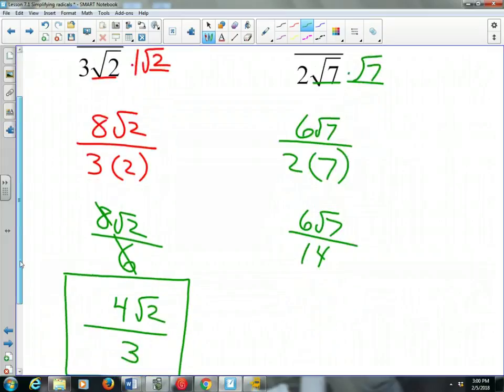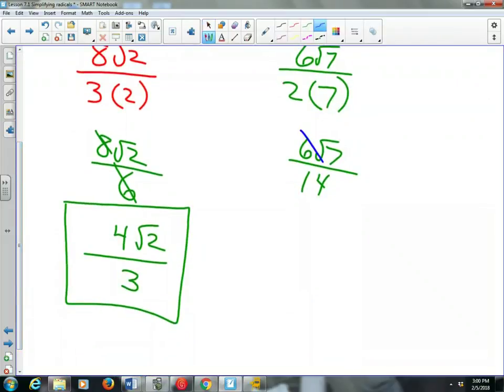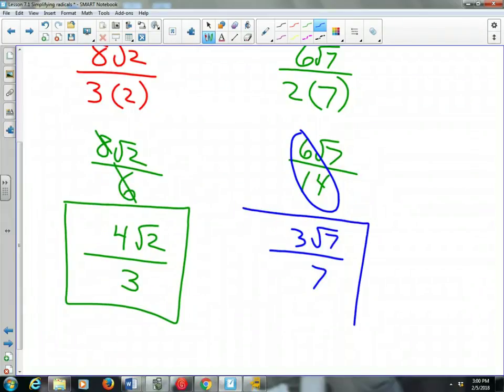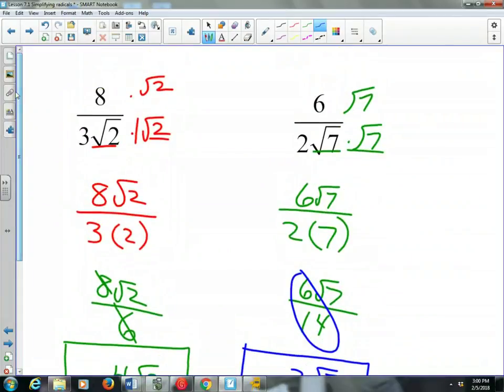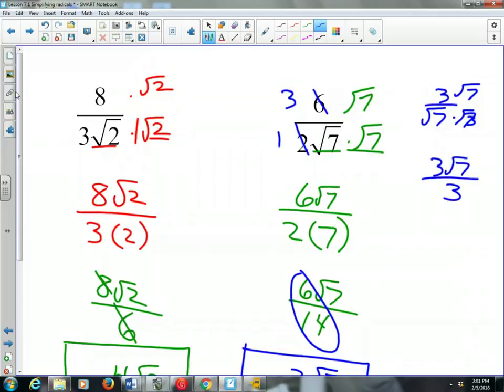And again, now one last step. We can reduce this fraction. 6/14 reduces to 3/7. So 3 square root 7 divided by 7. And that is the answer to that one. If you saw right off the bat, we could have reduced 6 and 2 to make 3 over 1. So then it's 3 divided by square root 7, if you saw that right away. Then if you multiply by square root 7, you get 3 root 7 over 7.